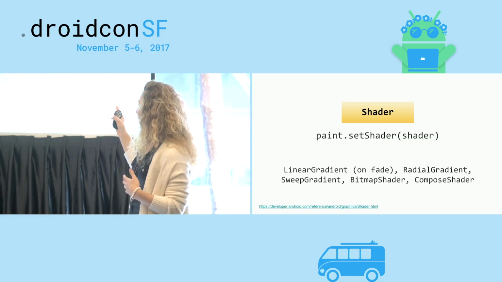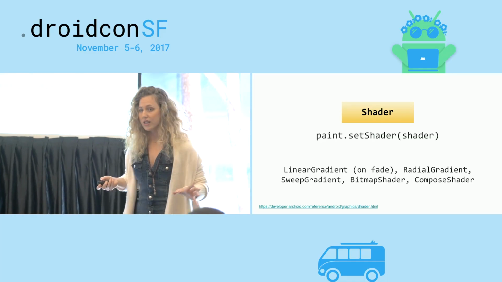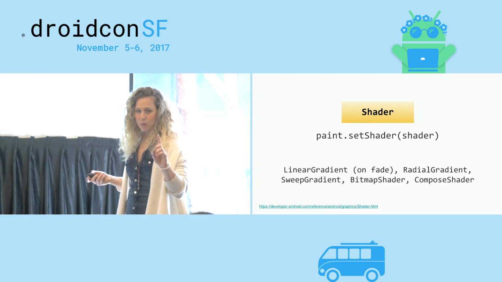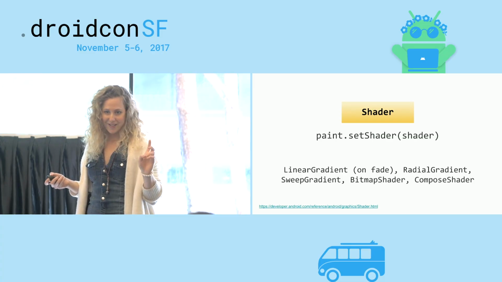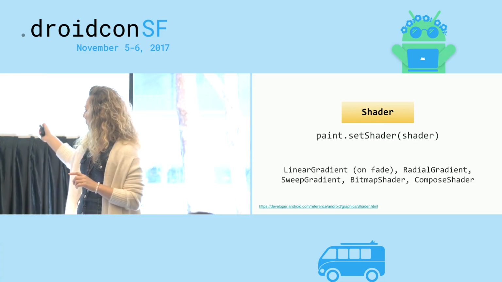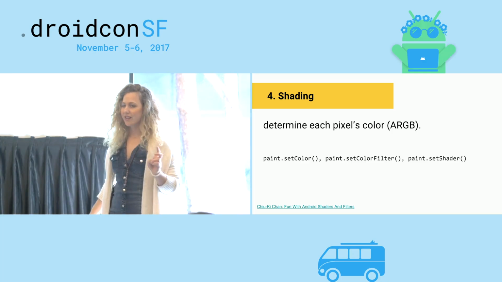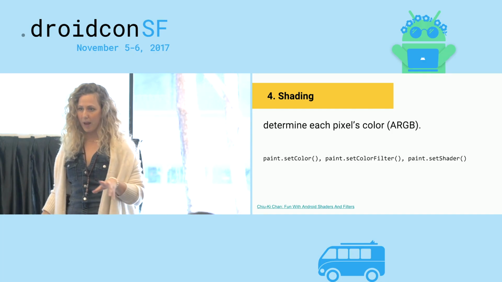The bitmap shader and the gradient, the radial gradient, lots of stuff that you can do actually. I think the time I learned about shaders was a couple of years ago with a lecture. I put there a link to that, so you can learn a lot about shaders and color filters from them.